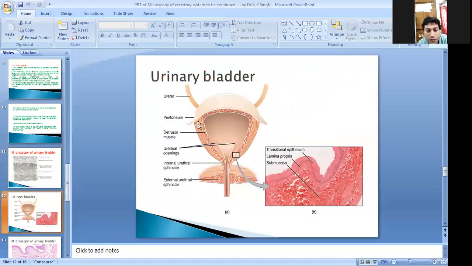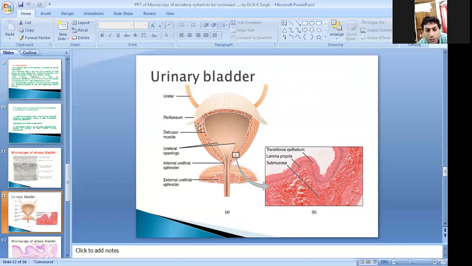Now you see this is a schematic diagram of the urinary bladder. These are the 2 ureters which are opening inside the urinary bladder. The urinary bladder and the ureter are covered with peritoneum. And this is the detrusor muscle. Detrusor muscle means the tunica muscularis mucosa, what we call in the histological term tunica muscularis mucosa. In gross anatomy, it is defined as detrusor muscle. The contraction and relaxation of these muscles allows the urine to enter into the bladder and leave into the urethra.